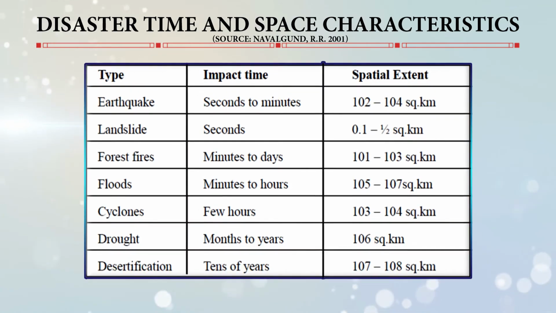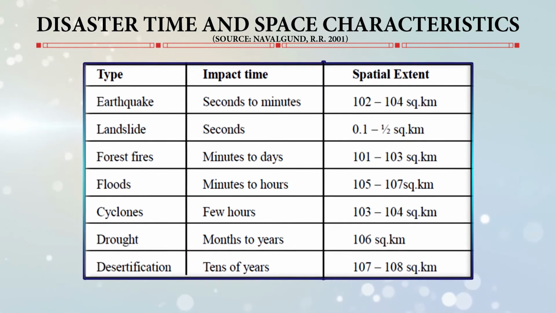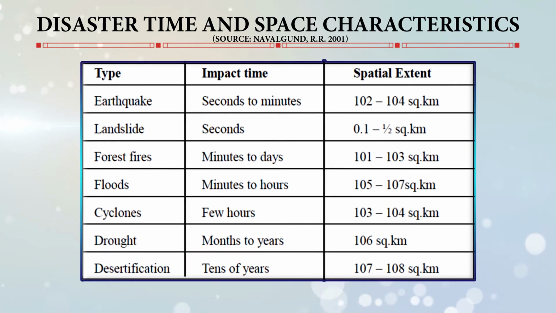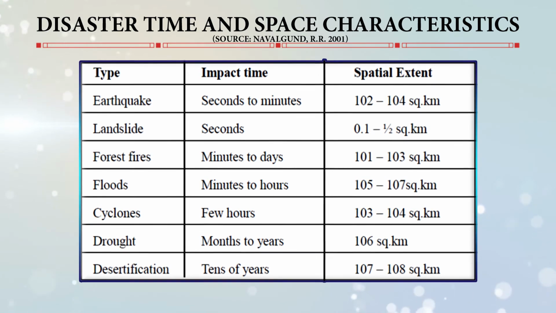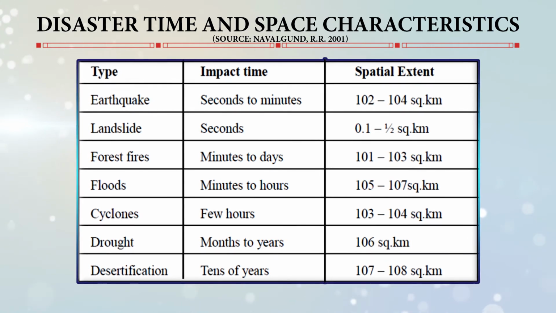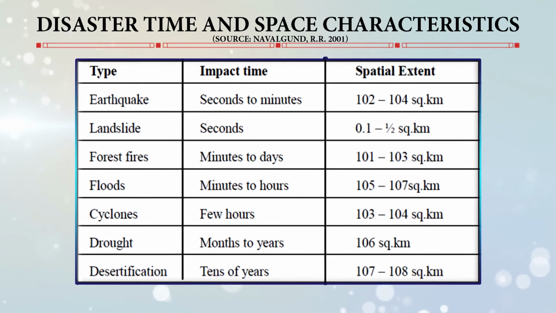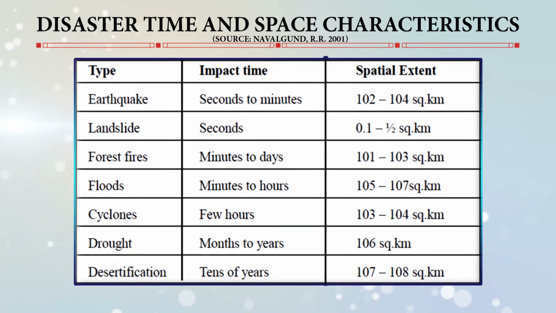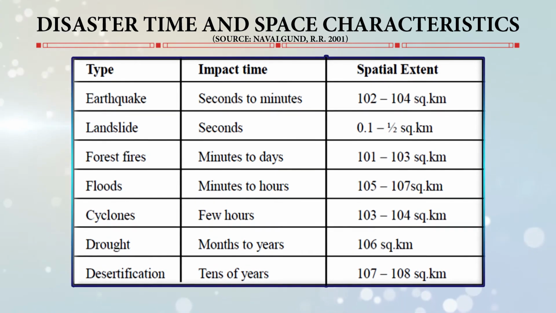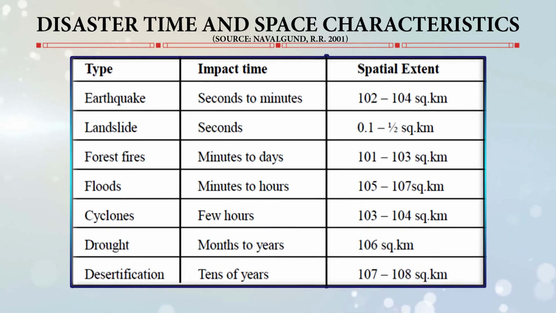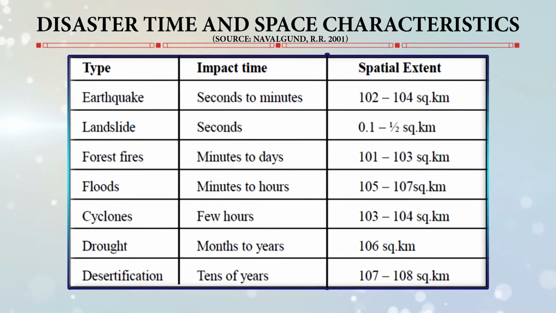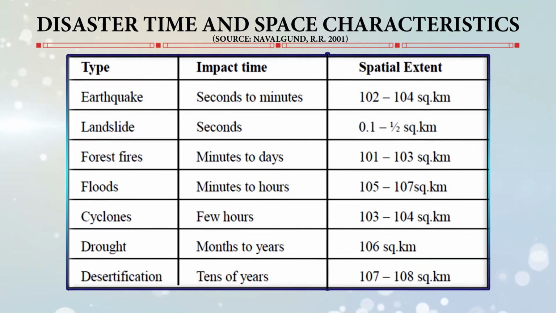Now this table gives you the disaster time and space characteristics. For example, on one side you can see the type of disaster, for example earthquake, landslide or drought, the impact time and also the spatial extent to which it occurs. So earthquake, it could occur in seconds to minutes, and the spatial extent could range from 10^0 to 10^4 square kilometers. Another example from the same table is cyclone, which can give you an impact time of a few hours, and the spatial extent would again be 10^0 to 10^4 square kilometers. So that is why disaster time and space characteristics also form an important parameter for research and studies.